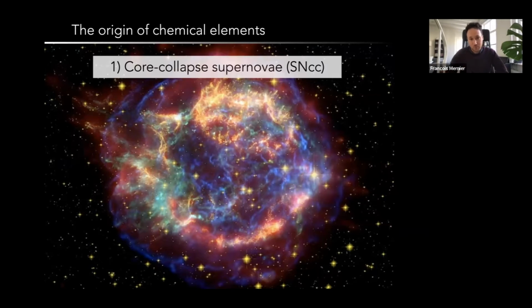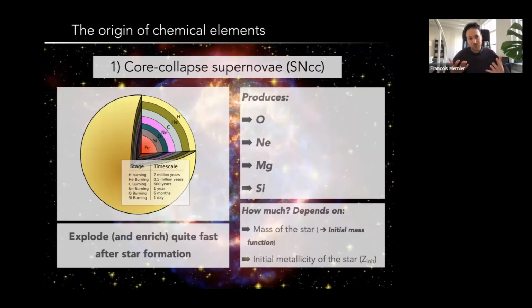So the first one is what we call core collapse supernovae. These are the supernovae you can think of mainly when you have a massive star that just explodes. What happens is that when the massive star runs out of hydrogen, it starts to burn helium and then carbon, then neon, etc. So you just have different layers of burning material down to iron in the core. And this process happens quite fast because, of course, we are talking about massive stars. And so this massive star at some point just explodes, releases its upper layers into the surroundings, also forming new elements during the explosion itself.